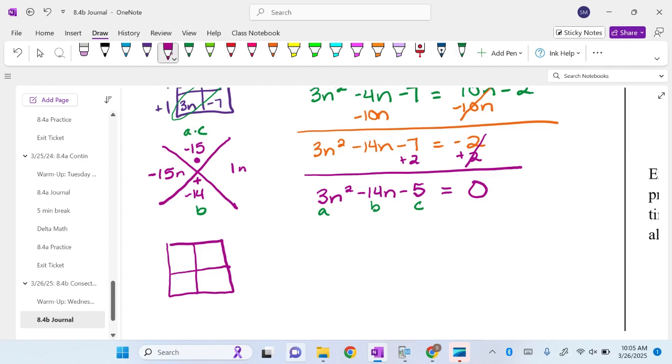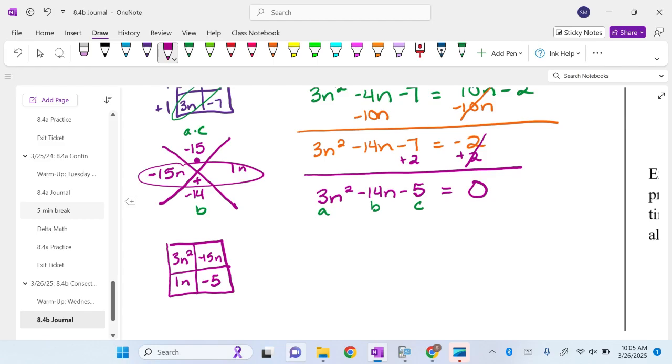Not 1n, but 3n squared. So remember, your squared value always goes in the top left. What always goes in the bottom right? The c value, or your constant, so -5. And then the other two boxes are for your two factors. So it would be -15n and 1n. And again, it doesn't matter where you put them as long as it's within one of those two boxes.